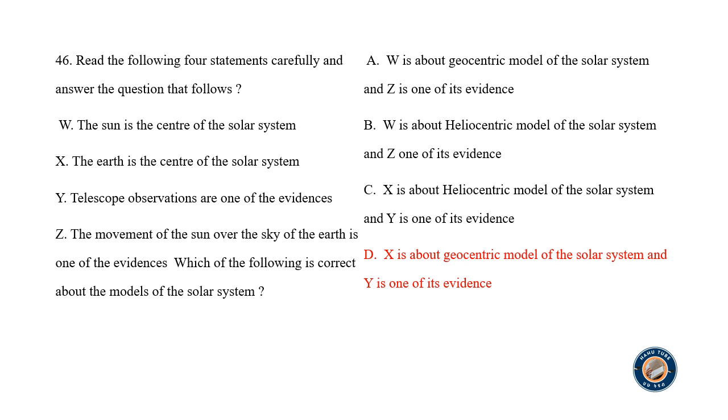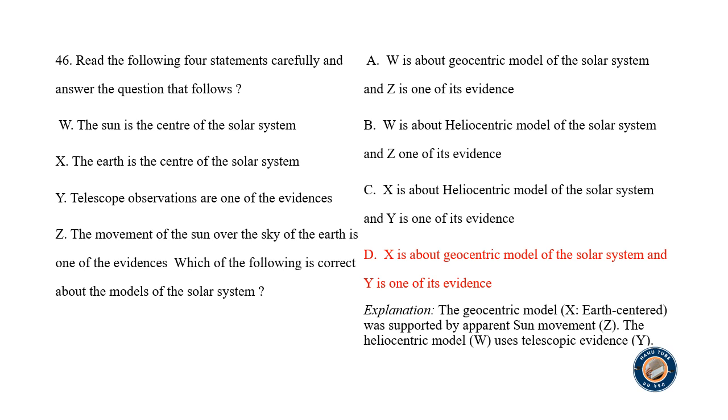The answer will be X is about geocentric model of the solar system and Y is one of its evidence. The geocentric model, Earth-centered, was supported by apparent Sun movement. So the heliocentric model, or W, uses telescopic evidence.